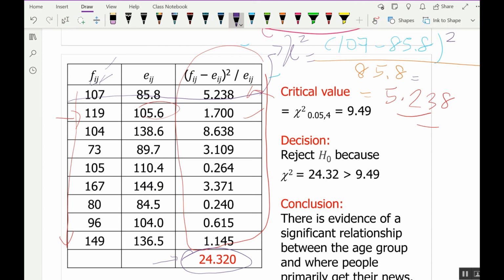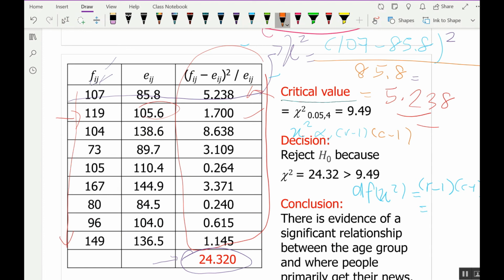Then you need to compare this with the critical value. What is the critical value? You read it from the chi-square table. For this question, how do we read this? If you forgot, for the chi-square critical value, we take the alpha, then for the degree of freedom, you take R minus 1 times C minus 1. So I will write it up here: degree of freedom for chi-square is R minus 1 times C minus 1.